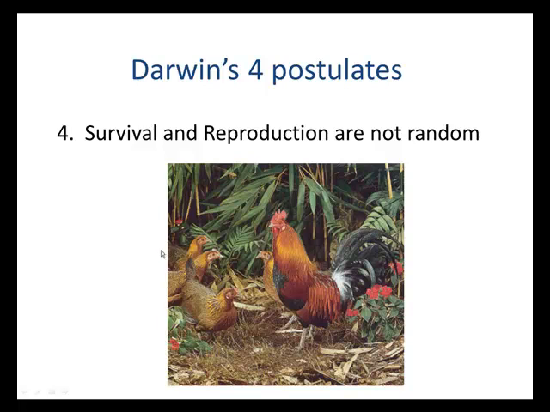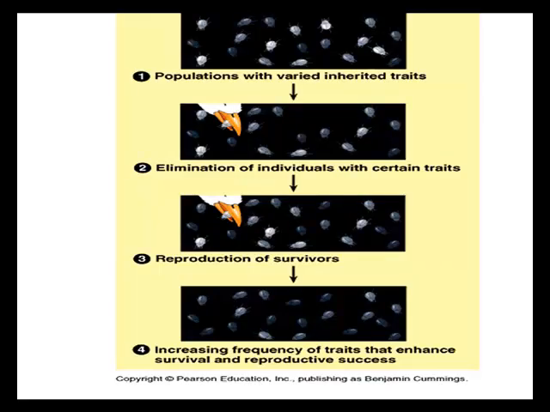The last is survival and reproduction are not random, and that is that, especially with sexual selection, which we're going to talk about, organisms often have a choice in who they mate with, and so they're literally choosing the traits that end up getting passed down, the versions of the traits that get passed down. Okay, let me show you an example of this that's different than the pronghorn.